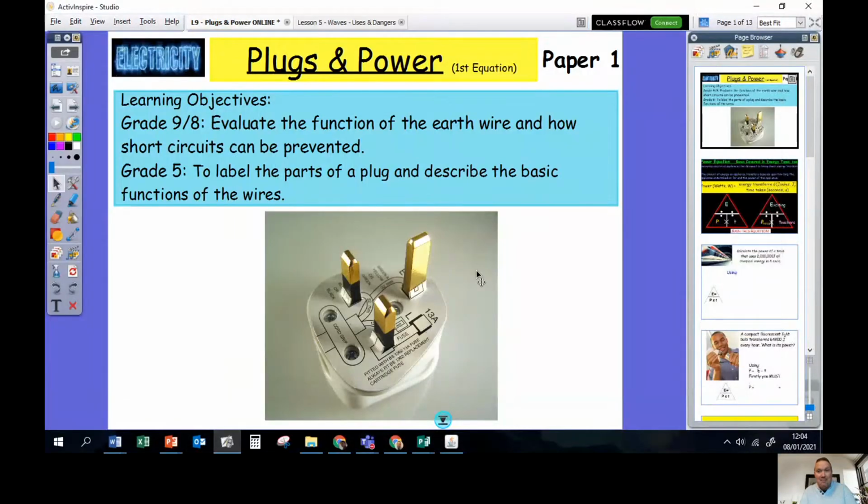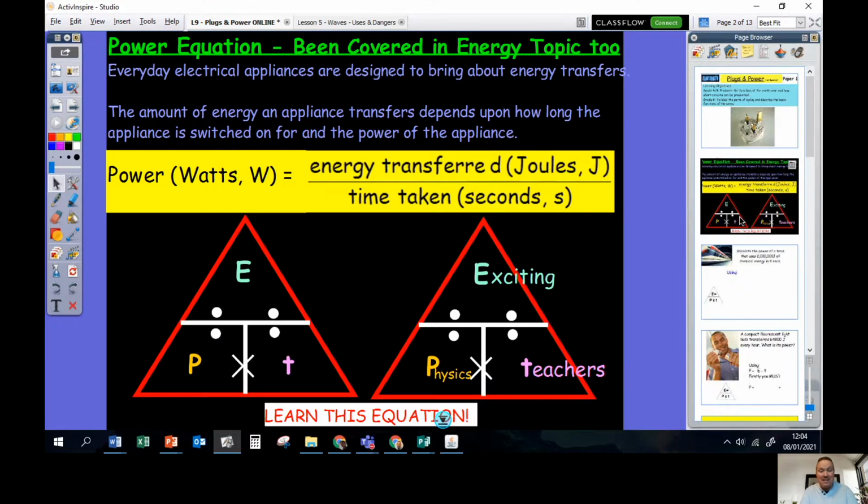So let's get going. This first lesson is all about plugs and power. The first thing I want to do is just quickly revisit one of the power calculations we did back in the energy topic, way back at the start of our physics learning. We said there was a formula triangle to learn for energy, power, and time. If you want to calculate the amount of energy that something transfers, you multiply its power in watts by the time it's running for in seconds.